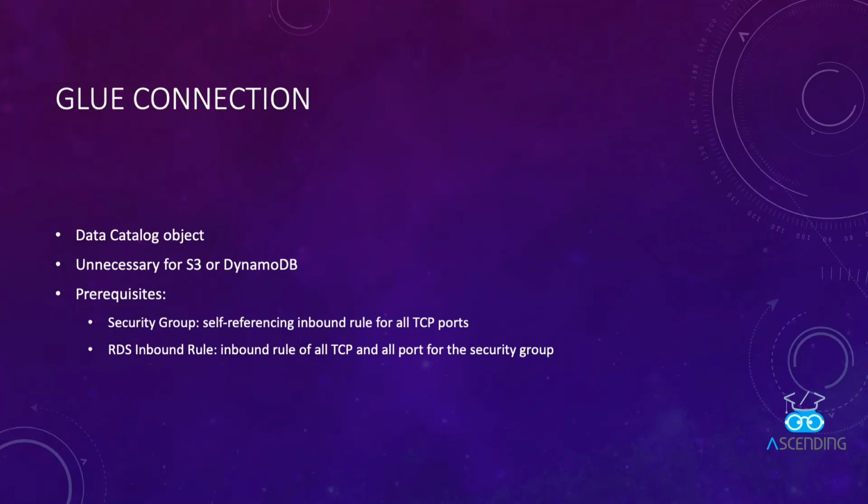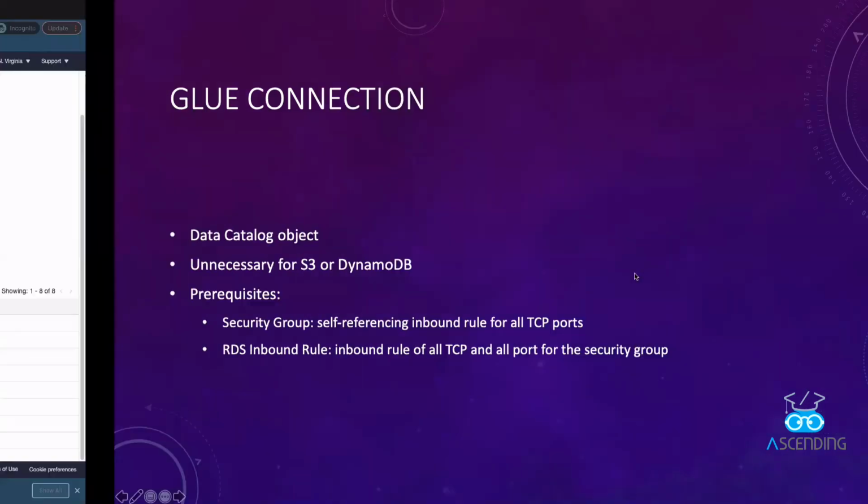For example, if the target data store is RDS relational database, we need to create a JDBC Glue connection so that crawler can use the connecting information from the connection. In general, Glue connection is usually needed by Glue crawlers, jobs, and endpoints to access the data store. By the way, if your data store is S3 or DynamoDB, you don't need Glue connection. So let's create a Glue connection.